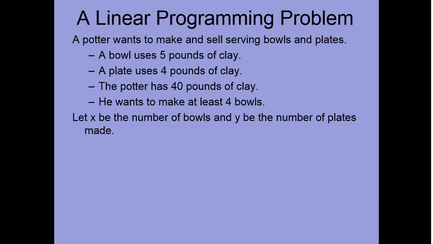So, just like when we did our story problems with equations, let's designate x with bowls and y with plates. So, we need to make what's known as constraints, or the limitations of what's going on. So we know that he has a limited amount of clay, right? So it's going to take 5 pounds for each bowl he makes, so we can call that 5x. And then it's going to take 4 pounds of clay for every plate he makes, which is 4y.